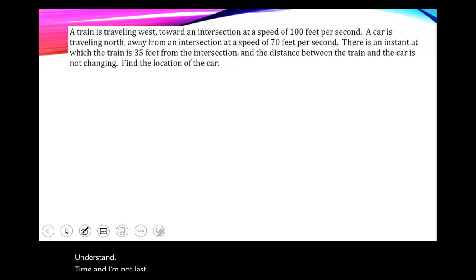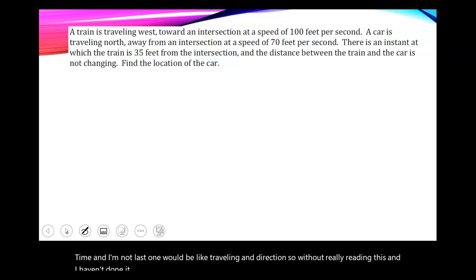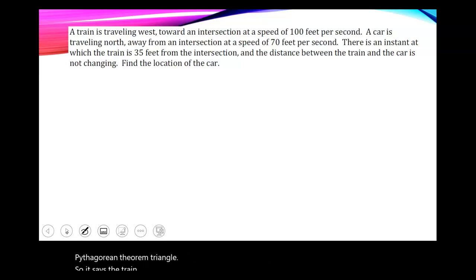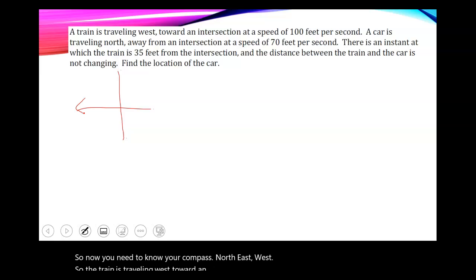Okay, and then that last one would be traveling in a direction. So without really reading this, and I haven't done it for a while, I'm thinking this is going to be a Pythagorean theorem triangle. It says a train is traveling west. So now you need to know your compass: north, east, south, west. So the train is traveling west toward an intersection, a meeting point, at a speed of 100 feet per second.